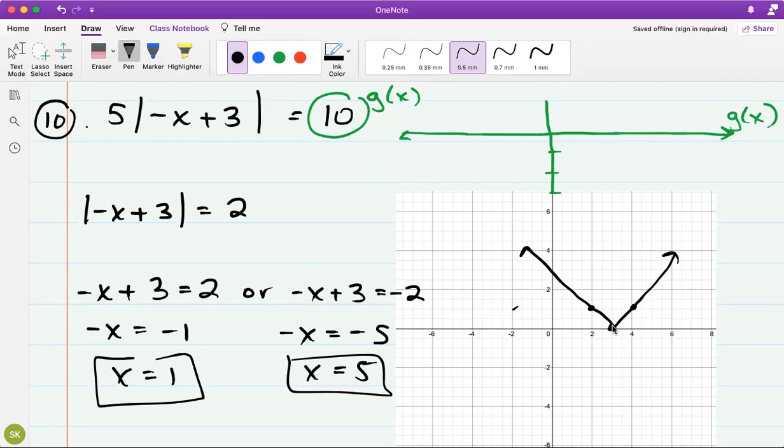So this point would stay there because the y value is 0. 4, we got a 1, so that would go to 5 instead. This one would also go to a 5. If you went through this point, which is 5, it would go to 10, which is up here. And this point that is lying right here, which was 1, 2, if you multiply that by 5, you go to 10. So your new graph would look something like this.